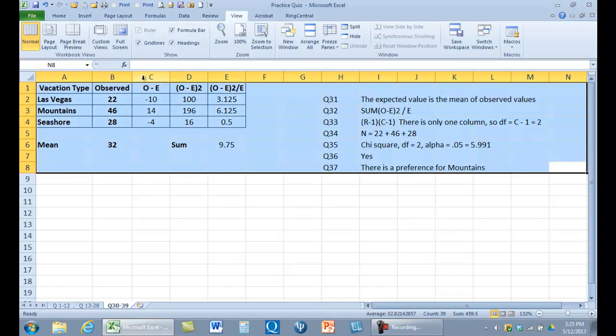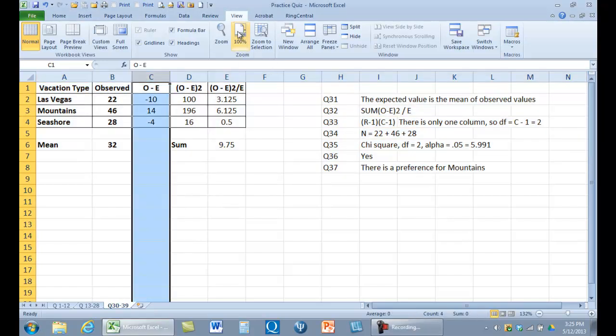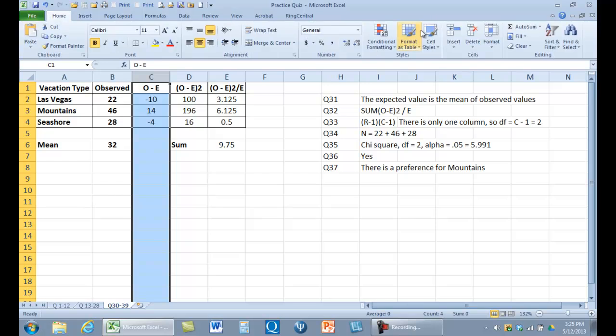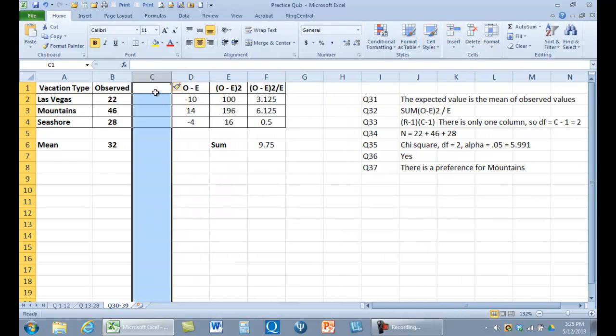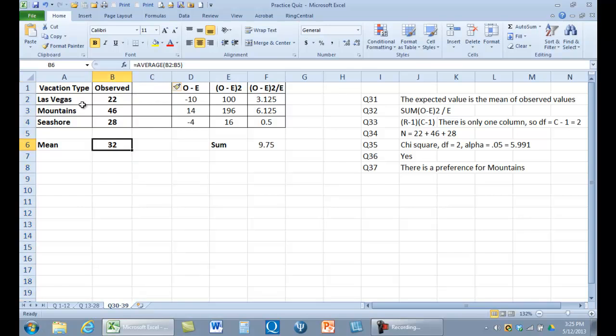Okay, so right now, let's just make clear what our data are. Our data are this: we asked people where they would prefer to go on vacation. We gave them a choice of three destinations, and let's just see what the sum is here. 96 people responded.